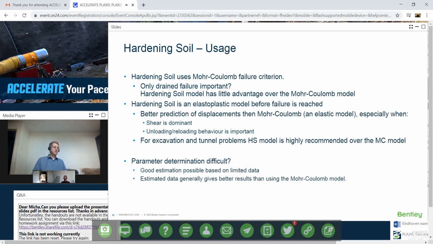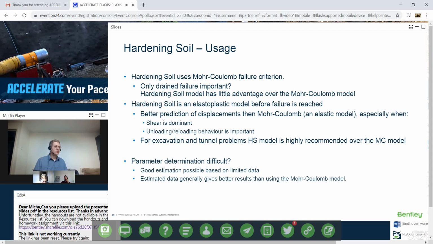So when do you use the hardening soil model? Well, the hardening soil model and the Mohr-Coulomb model do have the same failure criterion. So you could say, well, okay, then if I'm only interested in failure, it doesn't matter. Not entirely. If you're only interested in drained failure, then indeed the hardening soil model and the Mohr-Coulomb model behave pretty much the same. It will give you the same factor of safety and things like that.